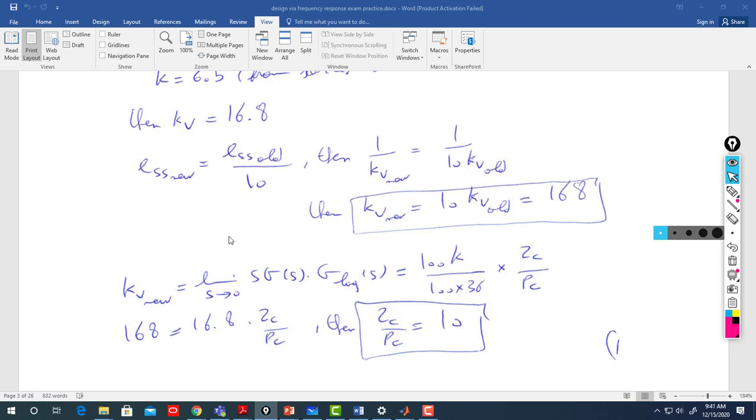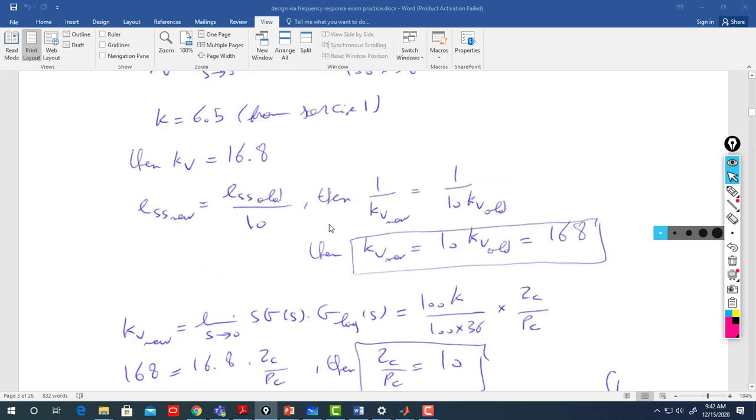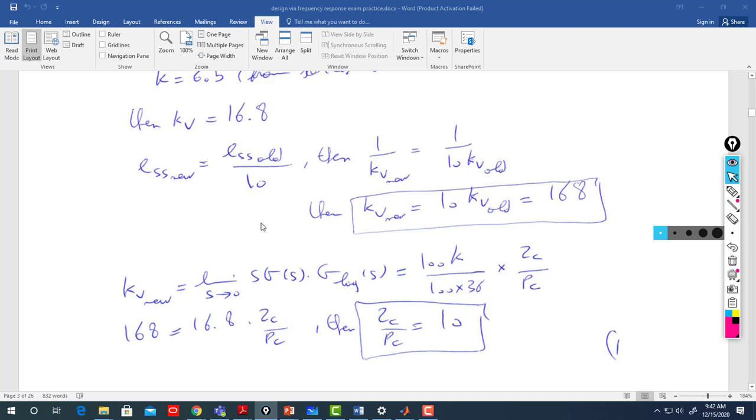So how did we obtain it? It's basically because KV new is known. How do we find KV new? We find KV new by the fact that the new steady state error equals 1 over KV new. And how to find the new steady state error? It's tenfold the old steady state error. So you have the old steady state error, so you can find the new steady state error, and therefore you can find the new KV. Alright, so here for your reference, I wrote it for you.